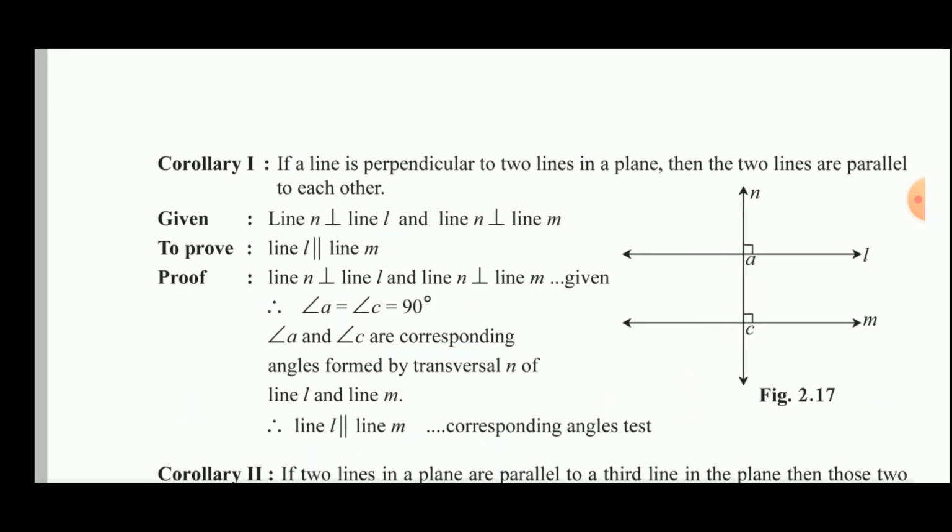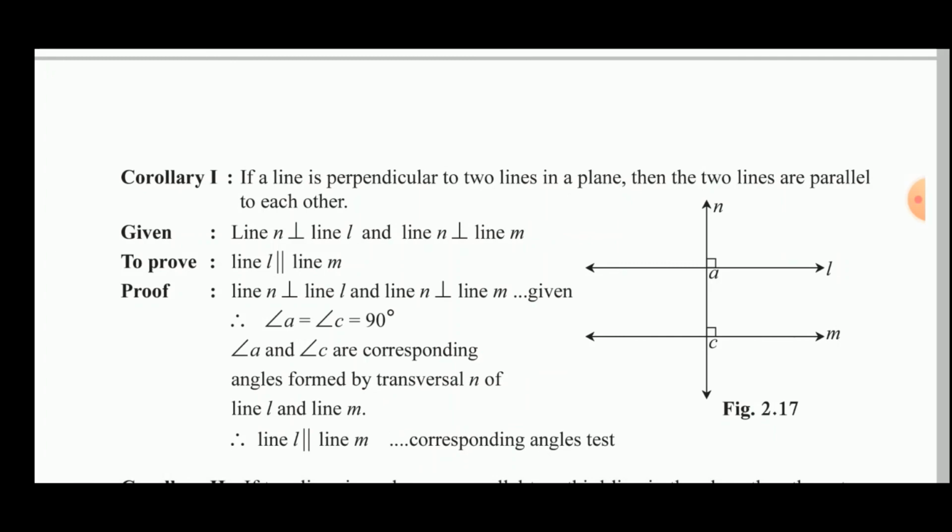Now, the first corollary we will see. What do you mean by a corollary? A corollary is a result which is concluded by using the given theorem. Now, if a line is perpendicular to two lines in a plane, then the two lines are parallel to each other. So, now here in the figure, line N is perpendicular to line L and line N is also perpendicular to line M. Now, you have to prove line L is parallel to line M.